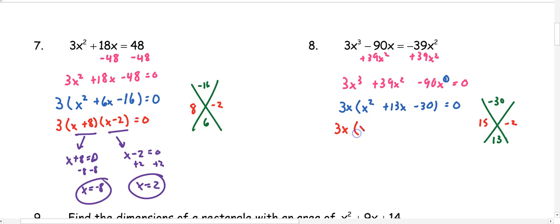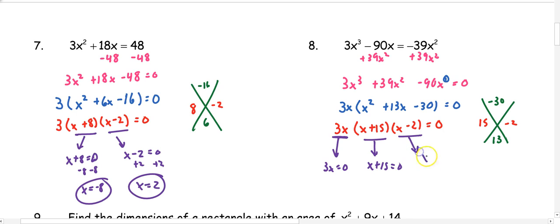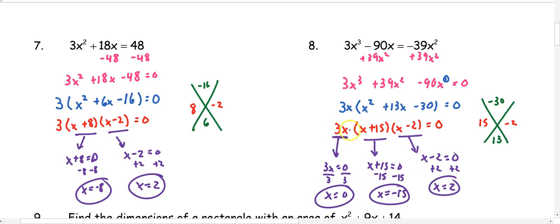So I have 3x times x plus 15 times x minus 2 equals 0. So every quantity that has an x gets set equal to 0. So this one's special because it's a 3x. So this time I have three things that are going to be set equal to 0: 3x, x plus 15, and x minus 2. So in the first equation, we're going to divide by 3, so x is 0. The second equation, we're going to subtract 15, so we get negative 15. And then we're going to add 2 to get x equals 2. So this time, because all three things have an x, there's three solutions.